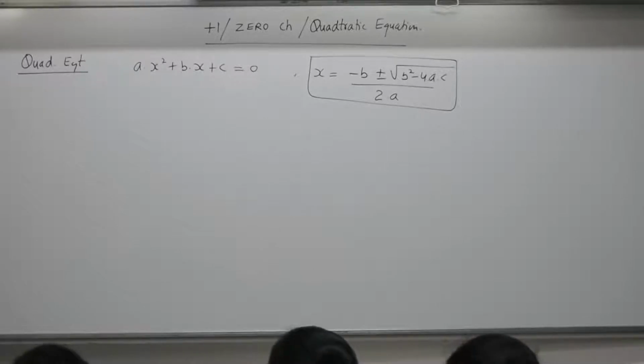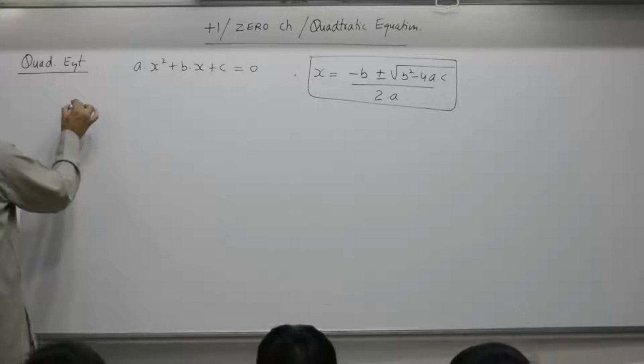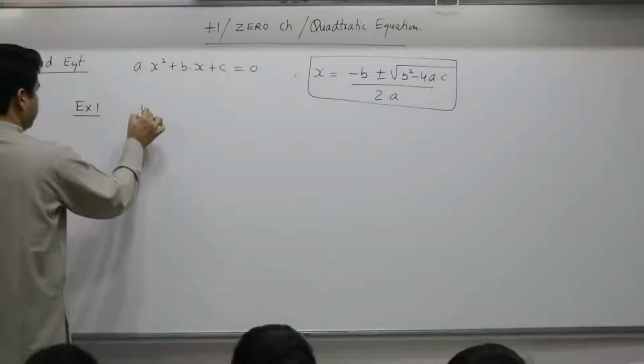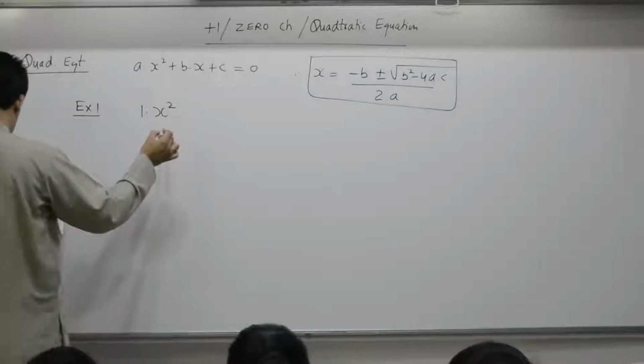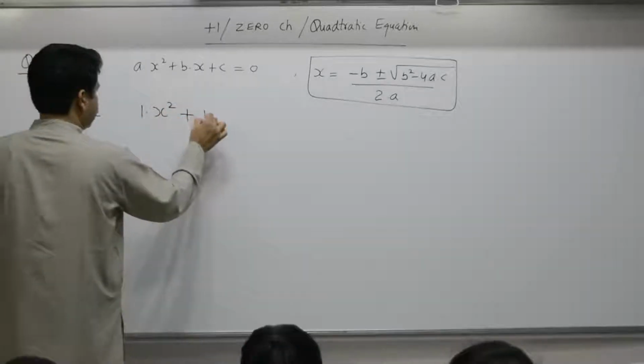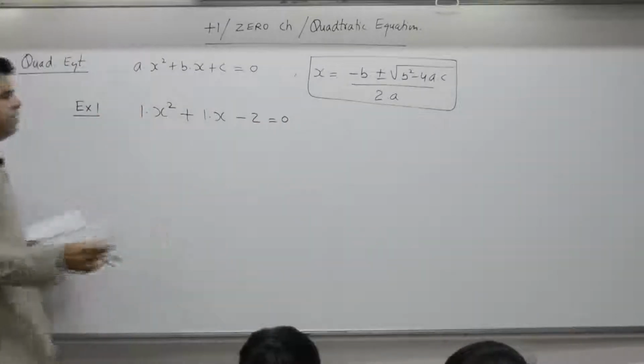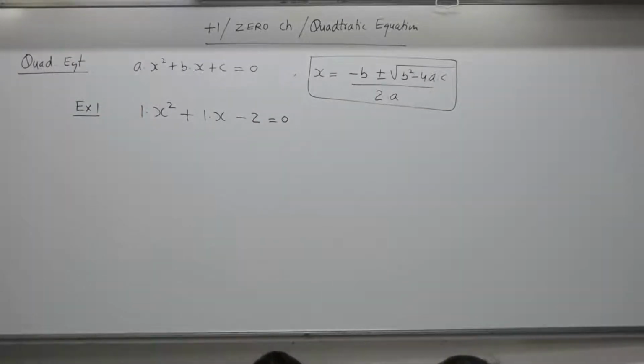Example 1. One x square plus 1x minus 2 is equal to 0. Find the value of x. 2 minutes. आराम से करना है. सिलेबस कोई नहीं है. सिलेबस कुछ नहीं है. It is all application.